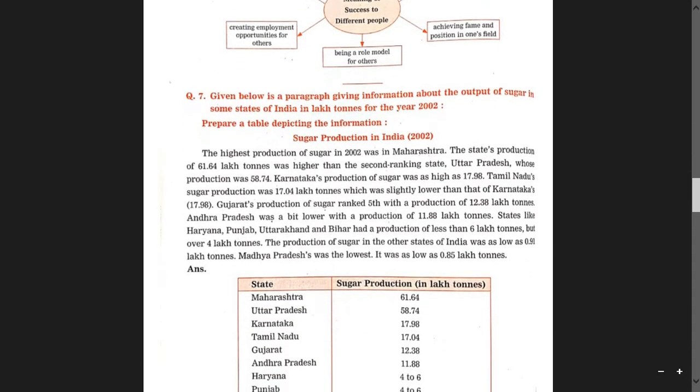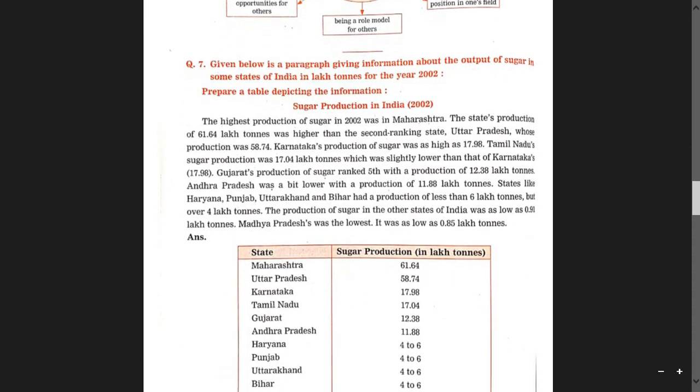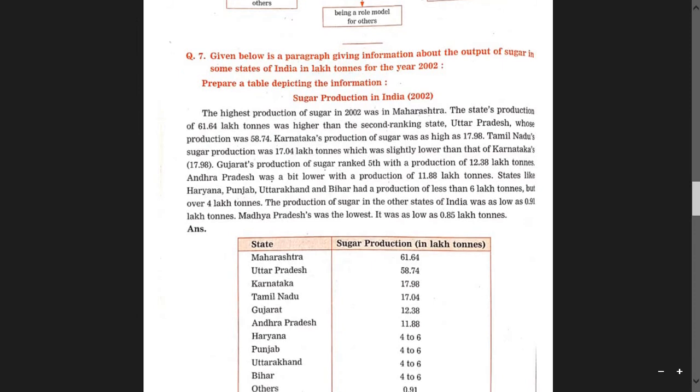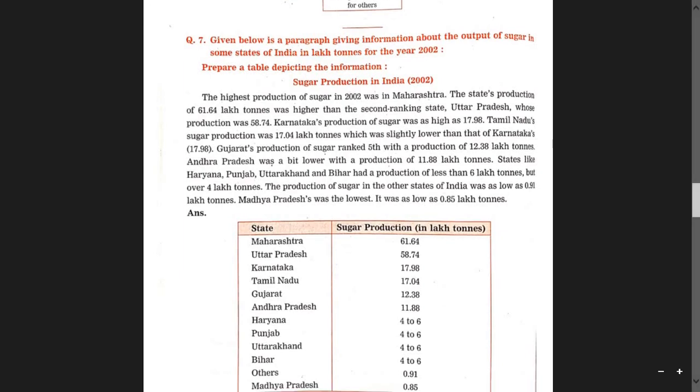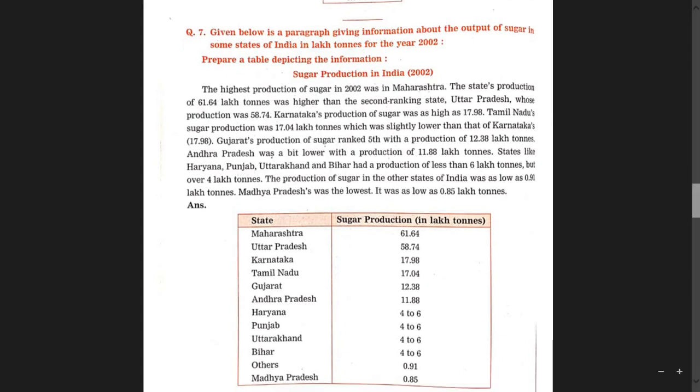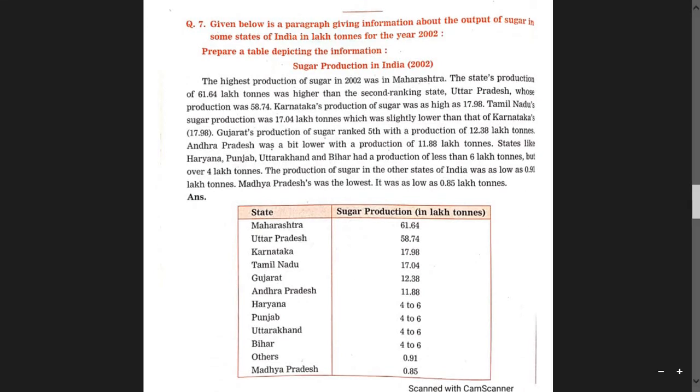The next question is: given below is a paragraph giving information about the output of sugar in some states of India in lakhs tons for the year 2002. Prepare a table depicting the information. So that is sugar production in India 2002.